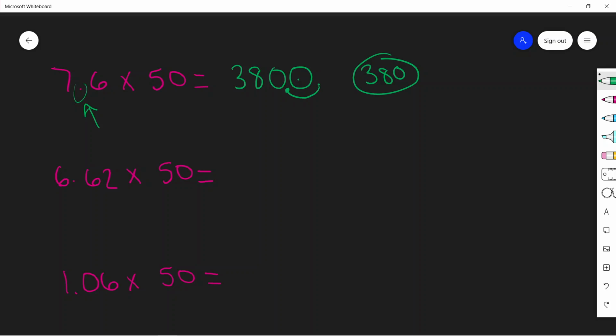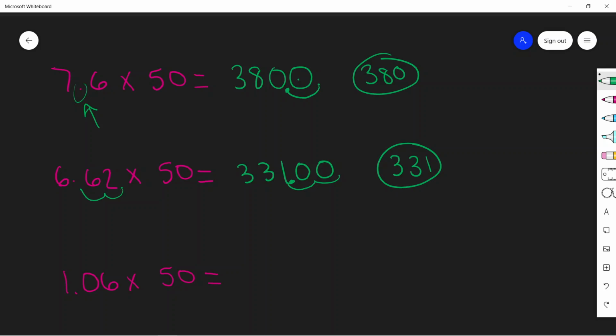Same thing with 6.62. Just pretend it's 662. So you divide that by 2. It's 331. You multiply this number by 100. 1, 2. And then you realize that this 6.62 has its decimal point two places to the left. So you'd have to move this decimal point back 2 places. So your final answer here would be 331.